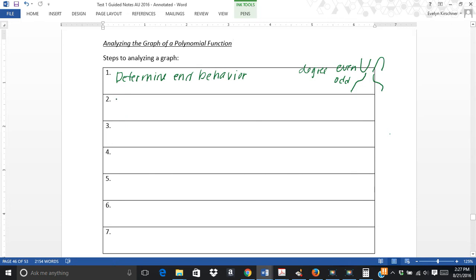Okay. I want to find my intercepts, both my x and my y. Now remember, my x-intercepts are my zeros, and my y-intercept is when x equals 0. Because remember, this is when y is 0.